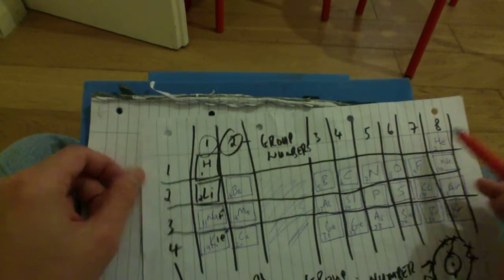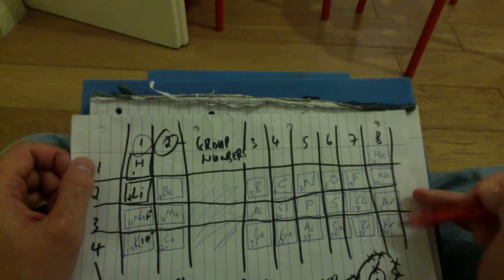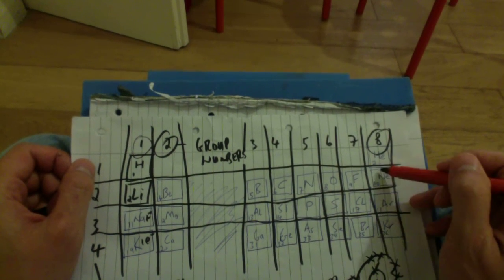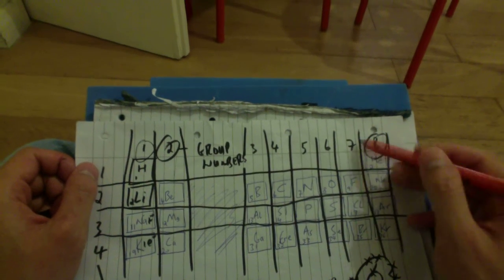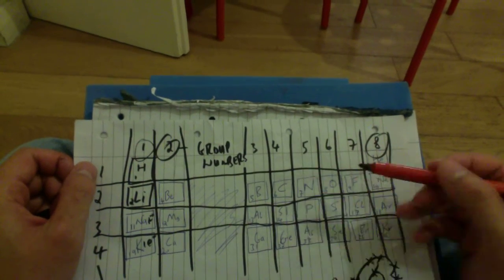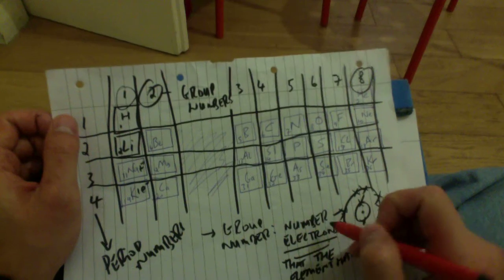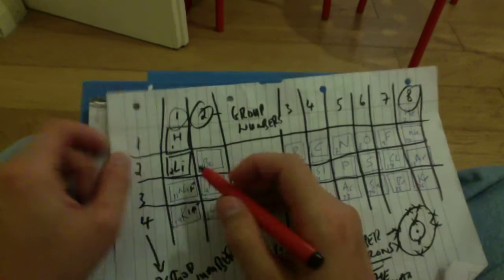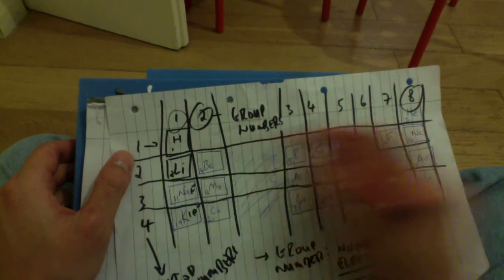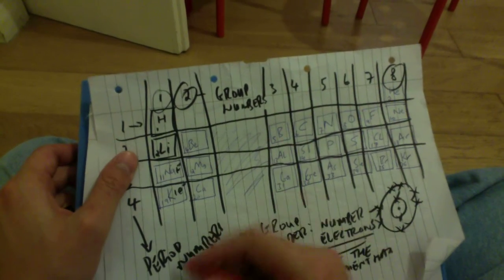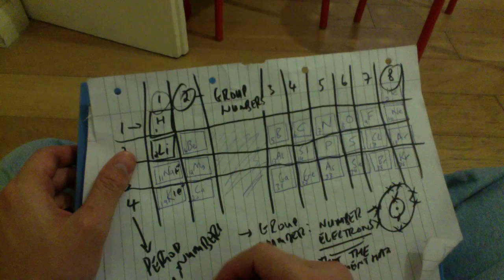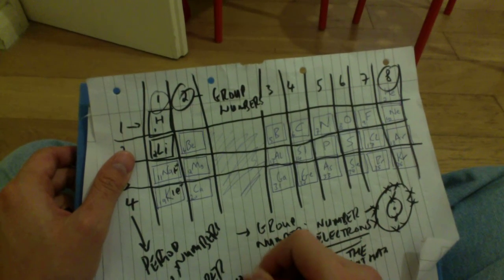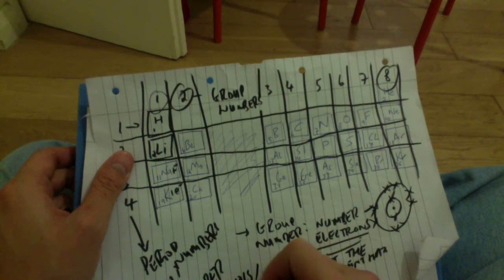It's the same for all the rest of them here. This group here is 8, so that tells us there are 8 electrons in its outer shell, except helium. This one has 7, 6, 5, 4, 3, 2, 1. So the group number tells you the number of electrons that the element has on the outer shell. The period number, i.e. the rows going across here, tells us the number of shells or orbitals.